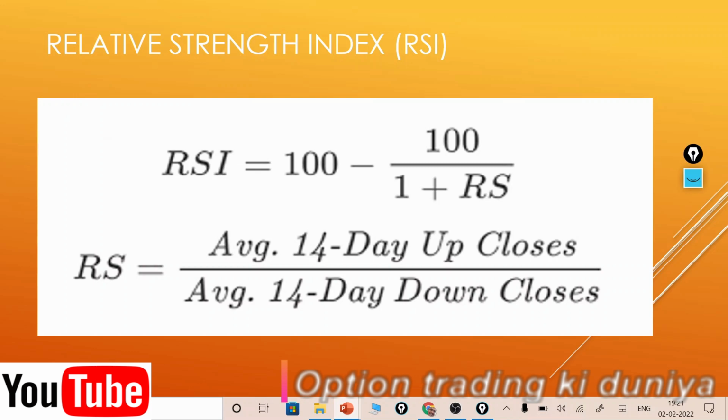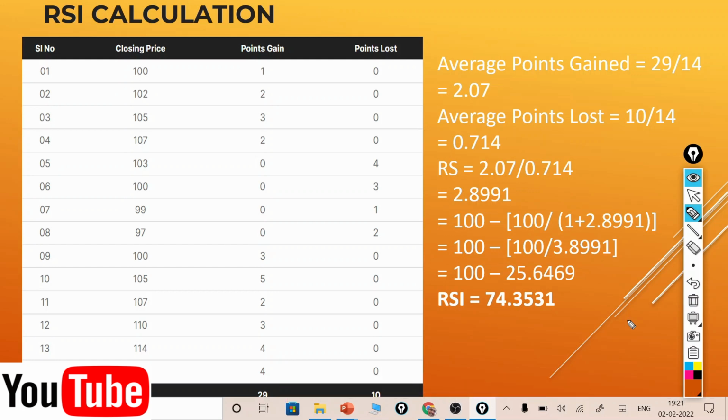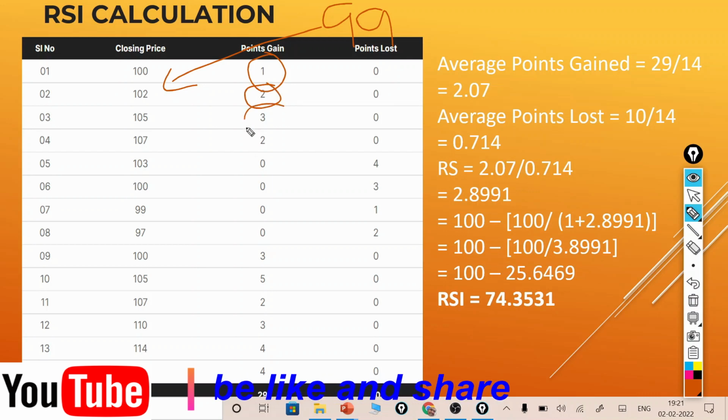Now let me give an illustration to understand the calculation of RSI. So here on my sheet you can find exactly the RSI calculation. Now let me show you. Previous day it is 99, let us take. From previous day to first day closing, 99 to 100, so first day is 1 point gain, second day from 100 to 102, 2 points gain, and from 102 to 105, 3 point gain.